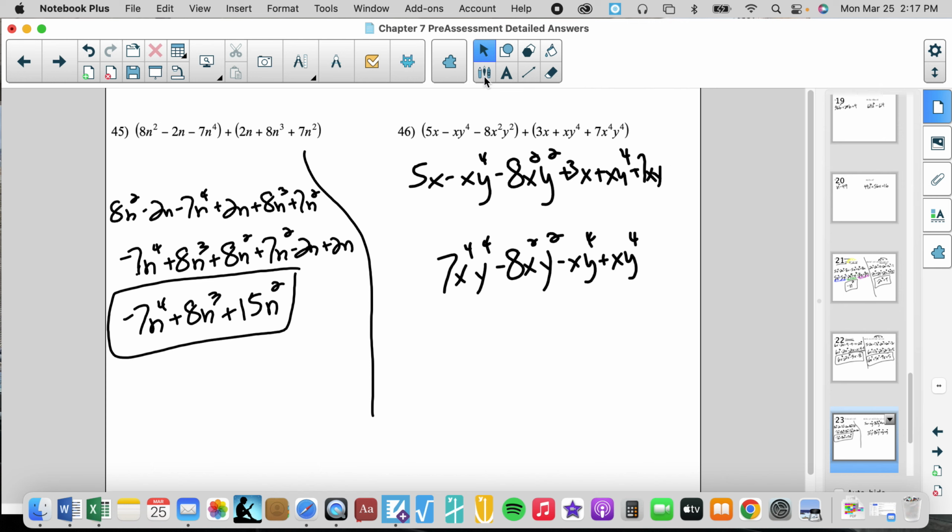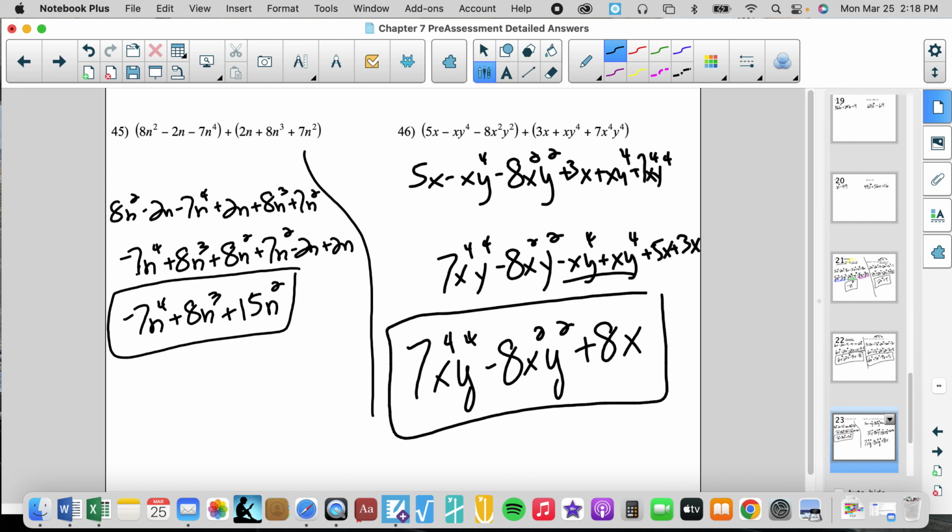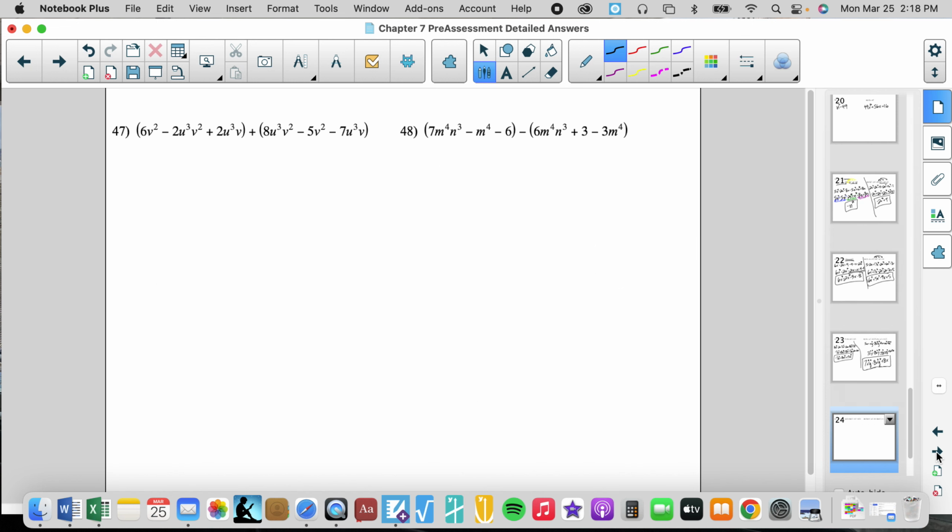That's x to the fourth y to the fourth, negative xy to the fourth, positive xy to the fourth, plus 5x plus 3x to the fourth y to the fourth, negative 8x squared y squared. These cancel, and you're left with 8x. That is standard form: x to the fourth, x to the second, x. The y's don't come into play until they are tied in their first variable.